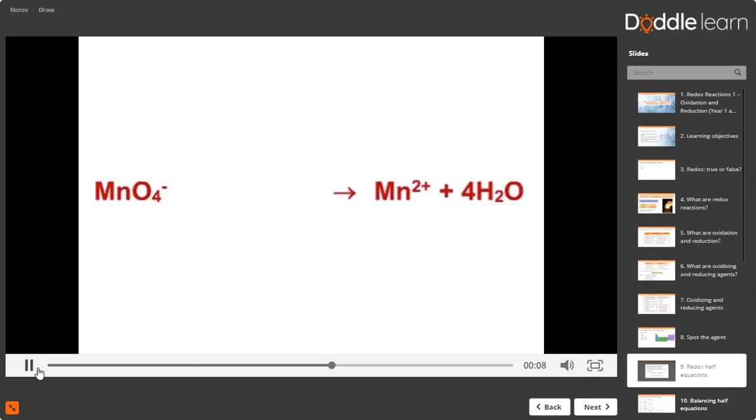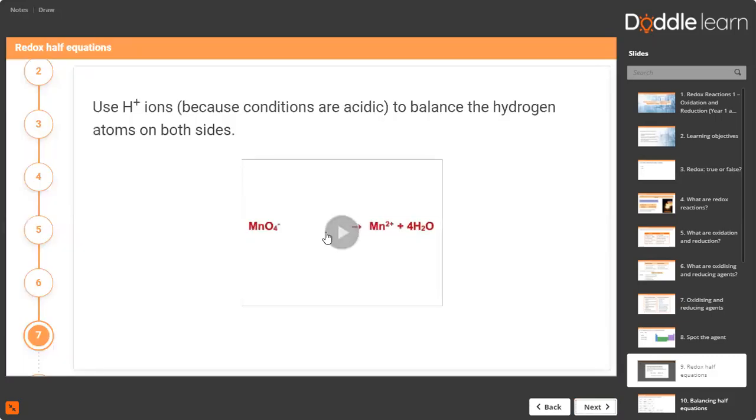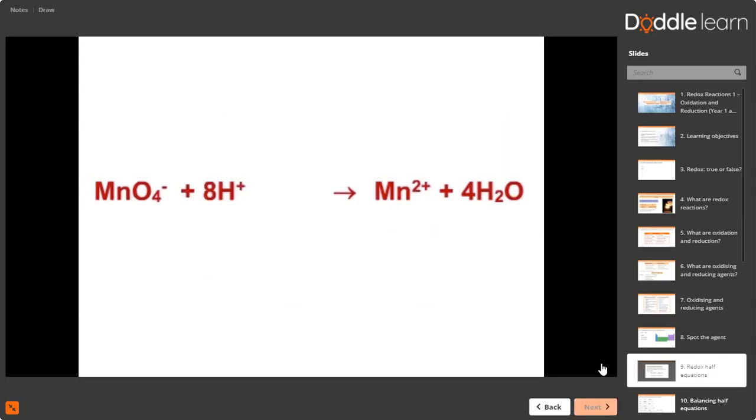Then we look at what is going to happen in this big gap. We need to add some hydrogen ions, because the conditions are acidic, to balance the hydrogen atoms on both sides. We've got our hydrogen over here, so we need 8H+ on this side so that our hydrogen ions are now balanced.